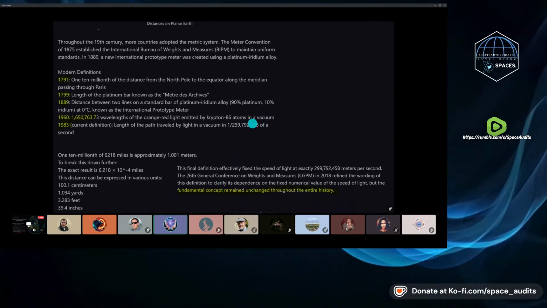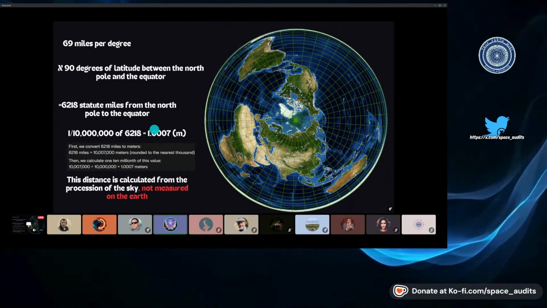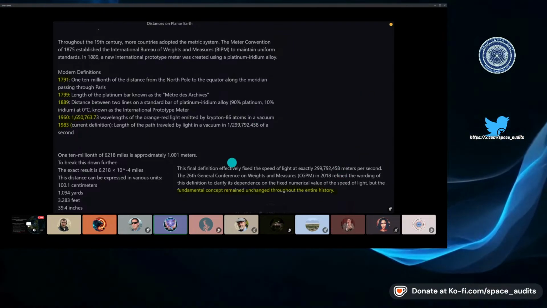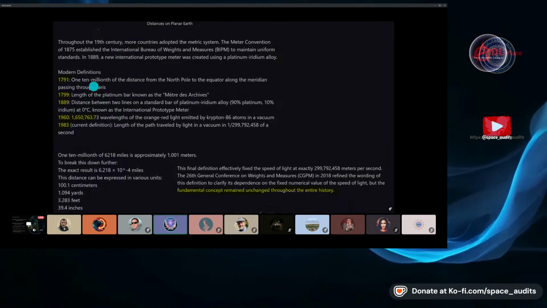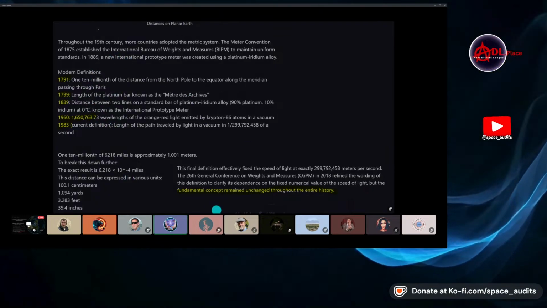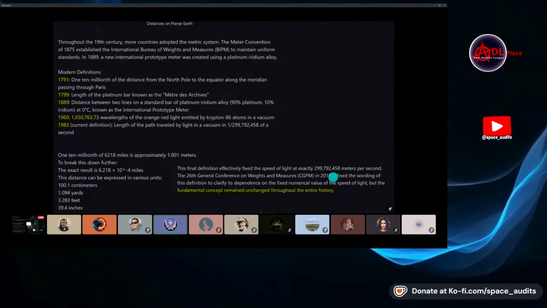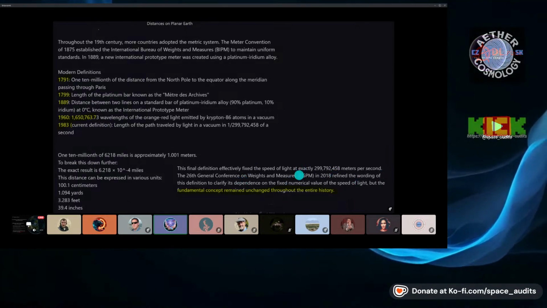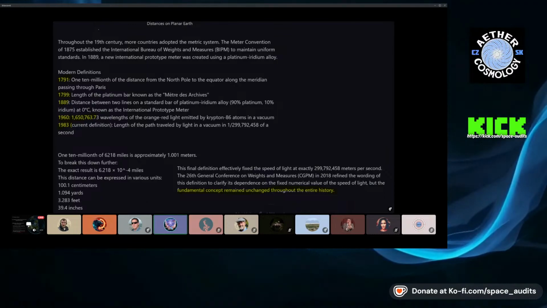So if you find a ratio of light speed that still equals 1/10 millionth of 6,218, did the value change at all? No. This is historical recontextualization of what was already done. So the final definition, they say they fixed it at 299,792,458 meters per second, and they solidified it, and it gets reified all the time. Okay, so that's the meter.